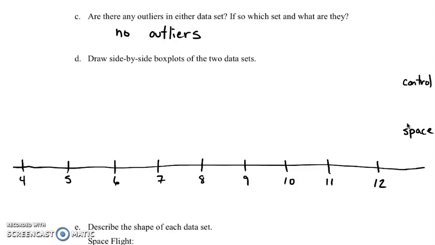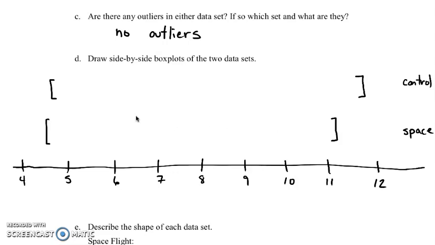So for the control, my lower fence was 4.89. We're just going to eyeball it. It's okay. And the upper fence was 11.69. For the spaceflight group, our lower fence was 4.54, so a little bit smaller than the other one. And the upper fence was 11.1, which is also smaller than the control upper fence.